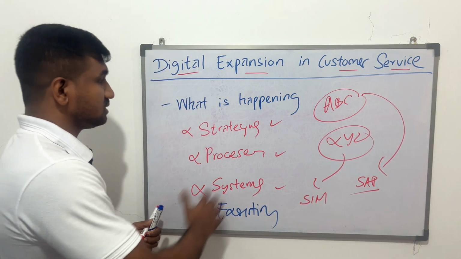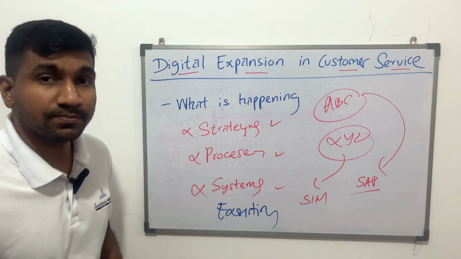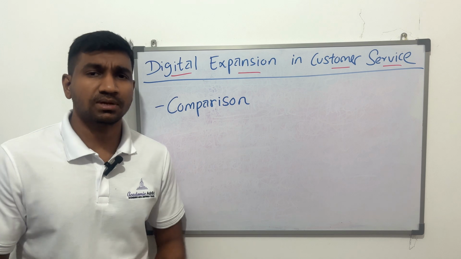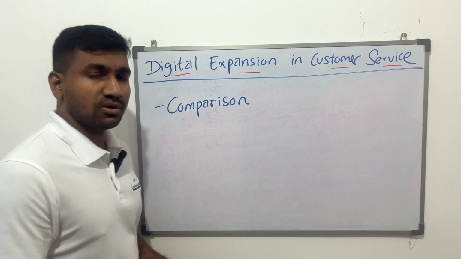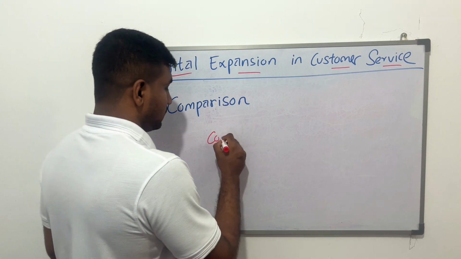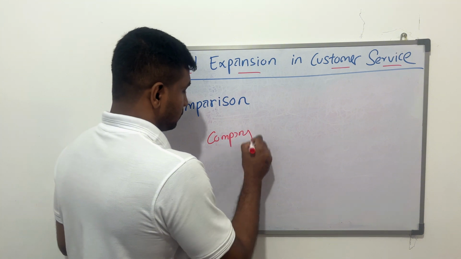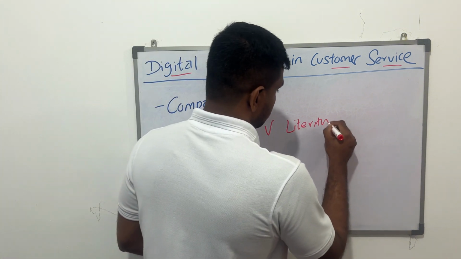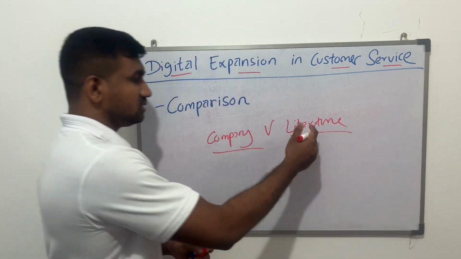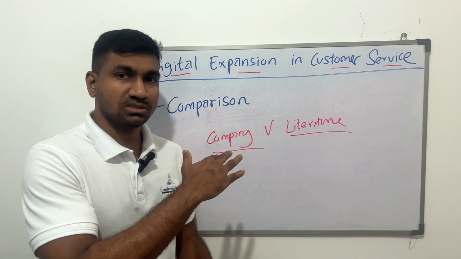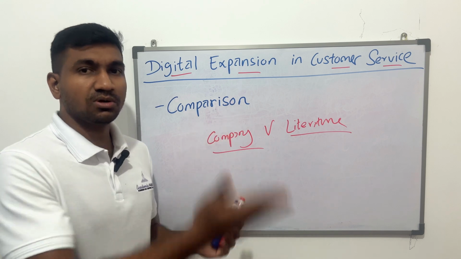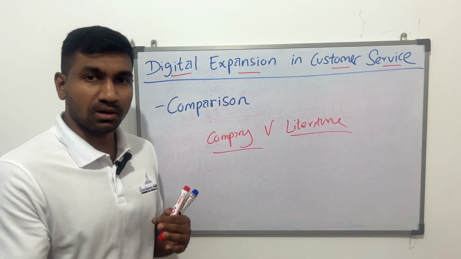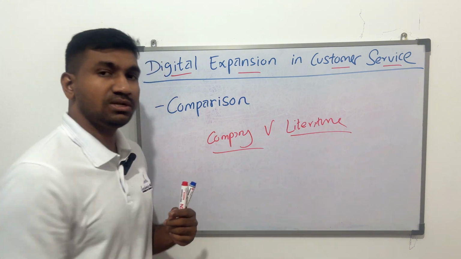Always remember this is what is happening in the company. Okay, now the comparison. What are the things that you have to compare? Your company versus literature. You have already discussed literature in the previous section, right? The second section is the literature review. Now you need to compare your company against this literature.